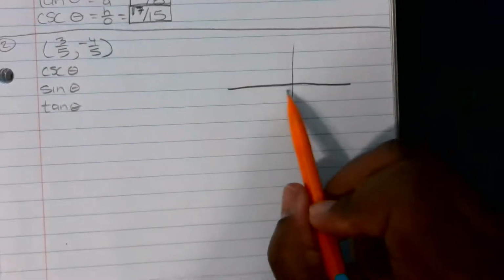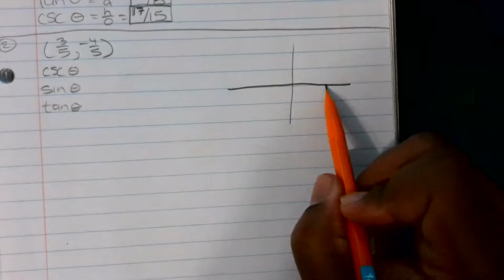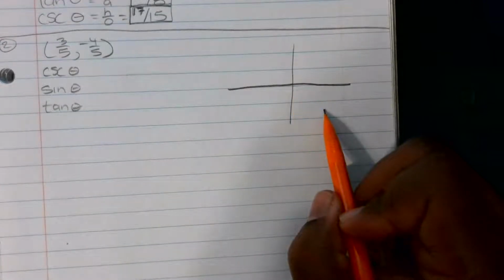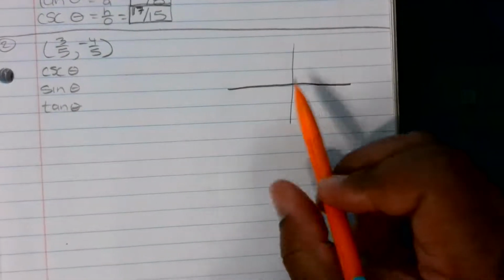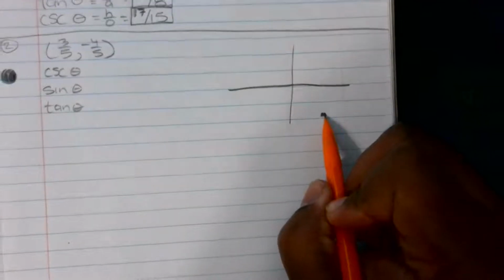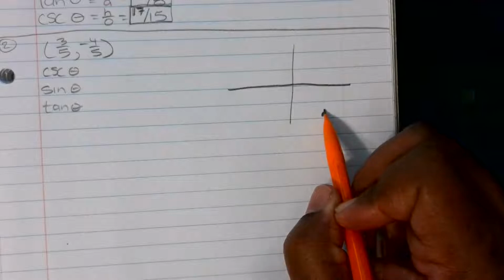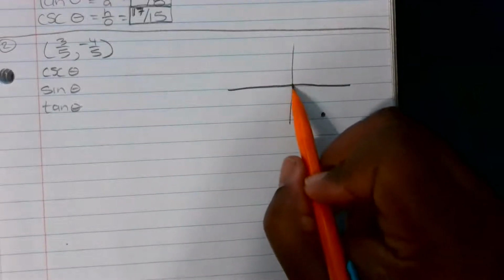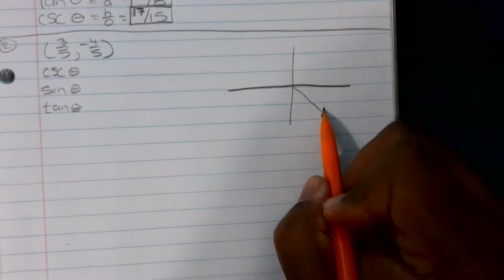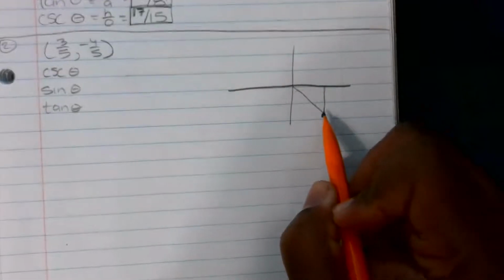3 over 5, negative 4 over 5. So we are in quadrant... 3 over 5, negative 4 over 5. That is my point in the unit circle. So let's just say it's right there, because positive x, negative y. This is quadrant 4. So if I draw a triangle out of that, and again, it's in the unit circle.